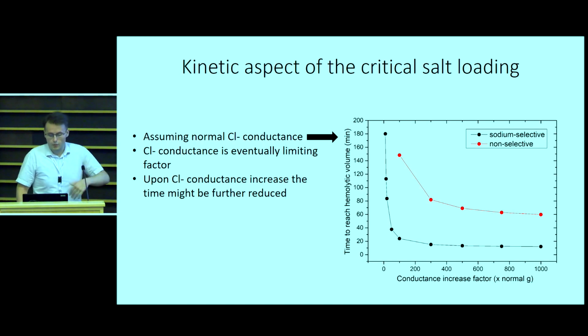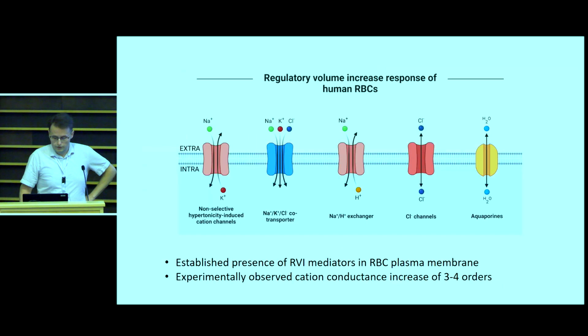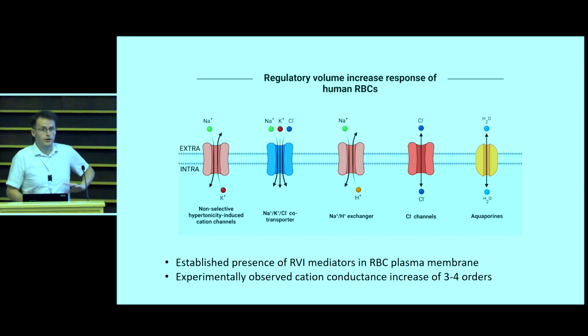Regarding the time aspect of salt loading by these ion pathways, as expected, the more sodium selective the response is, the more quickly it is accomplished. Time to reach hemolytic volume is plotted against conductance increase factor. Here I assume normal chloride conductance, which actually might be even increased in reality, but that's still something that I'm working on. So the time required to reach the hemolytic volume might actually be even shorter than what you see. So far it might appear as an arbitrary play with numbers, but it is actually backed up by experiment.